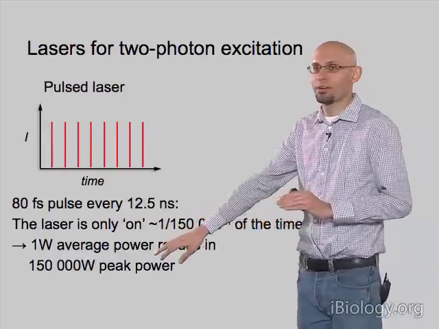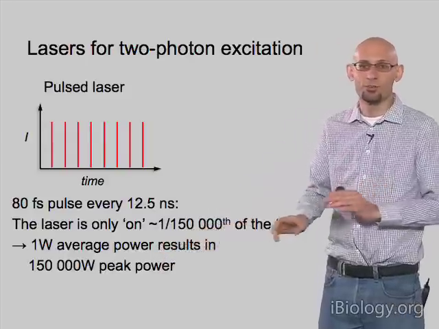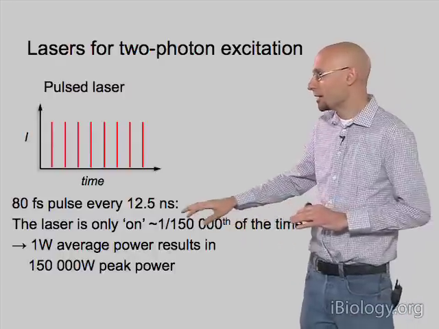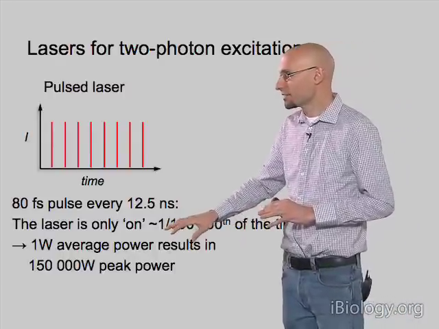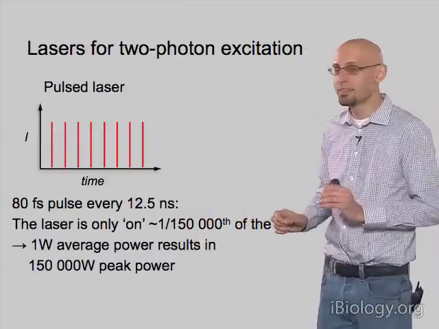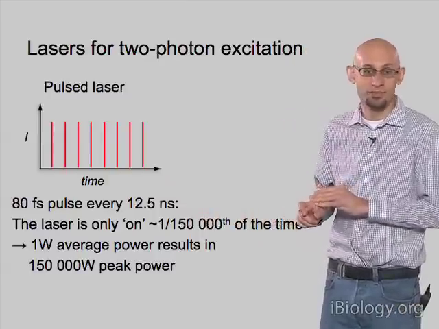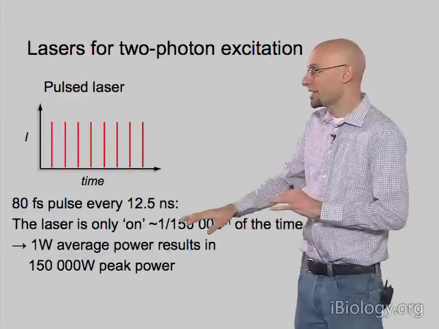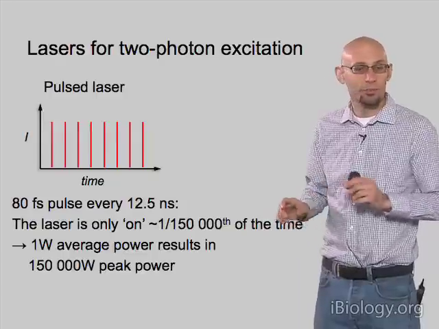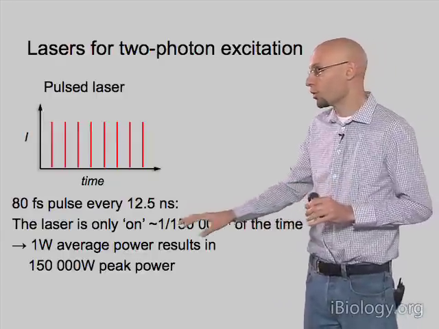There's no way you could ever run a continuous laser at 150,000 watts. You'd need a small power plant to run your microscope. But these pulse lasers get you that very high peak intensity, which you need to guarantee that there'll be 2 photons arriving at the sample at the same time, while maintaining a sensible average power that's not going to require huge amounts of electricity or burn tremendous holes in your sample.